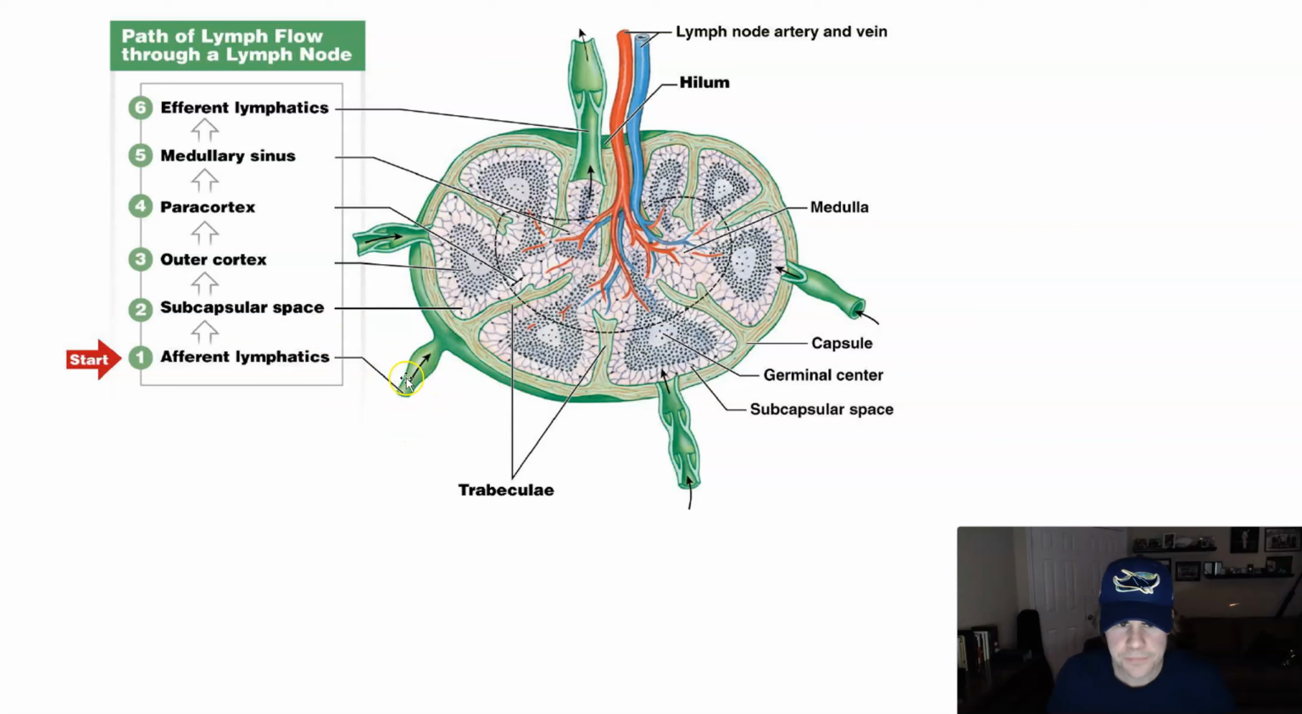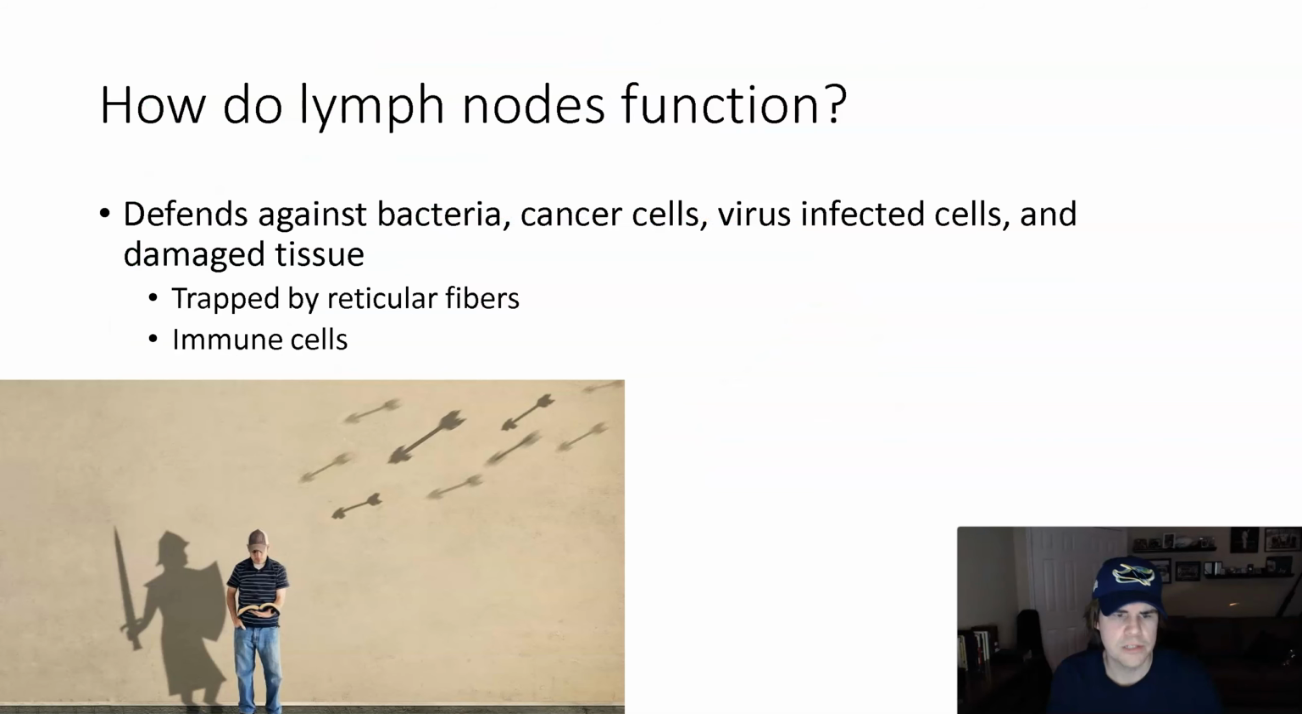So we start right here. Afferent with an A, going towards the lymph node, okay? Then we go to the subcapsular space, outer cortex, which is where B cells are, pericortex, which is where T cells are, medullary sinus, which is where more B cells and plasma cells are, and then finally we leave through the efferent lymphatics back into the venous system eventually. And so know that general flow of how the lymph flows through a lymph node. That would be important to know.